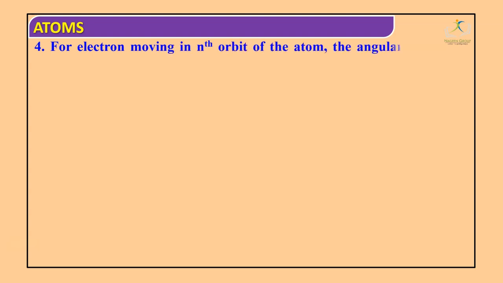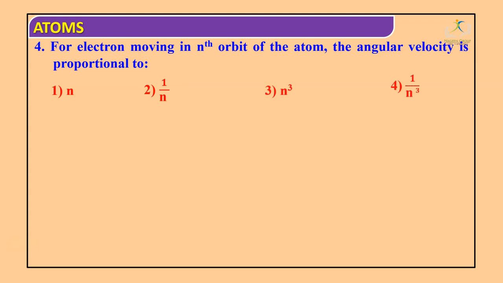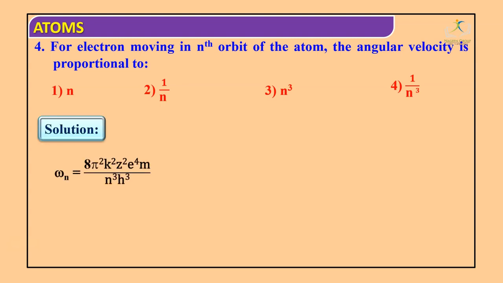So from here we can say the correct option for this question is second. Next question is: for an electron moving in an nth orbit of the atom, the angular velocity is proportional to n, 1 by n, 1 by n square, 1 by n cube. Let's see the solution. Omega n equals 8 pi square k square z square e to the power 4 m by n cube h cube. So omega n is proportional to 1 by n cube. From here we can say the correct option is option 4.